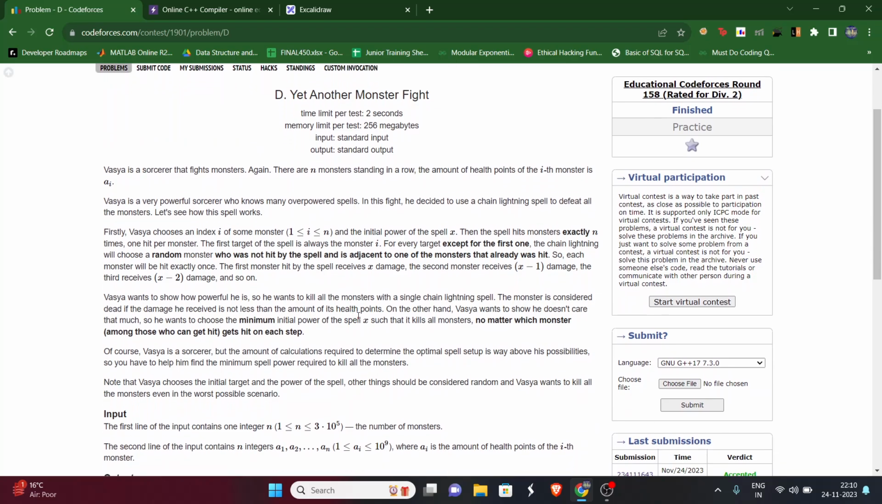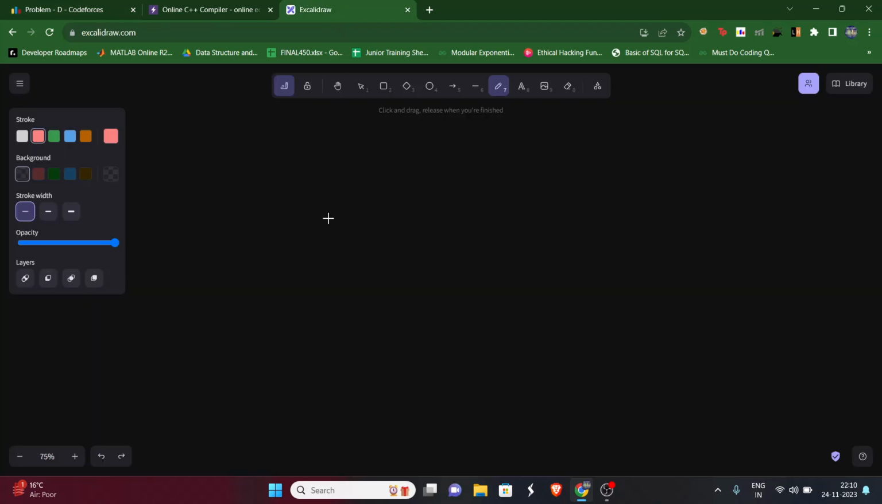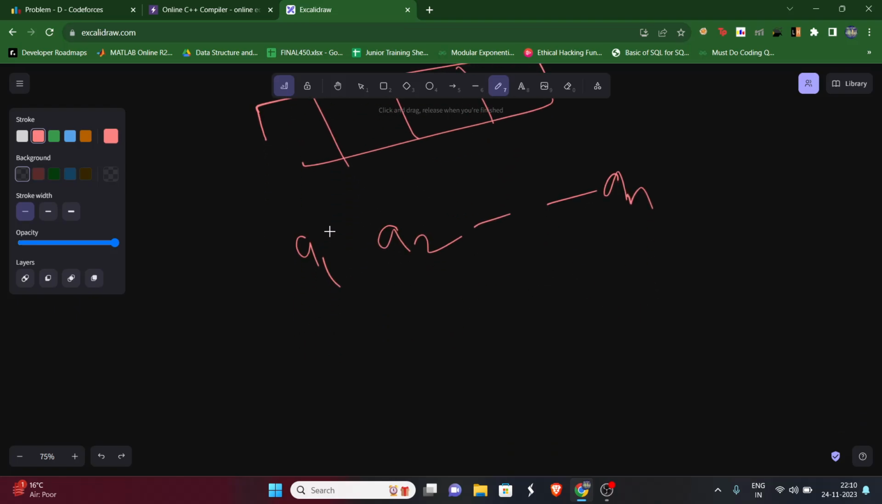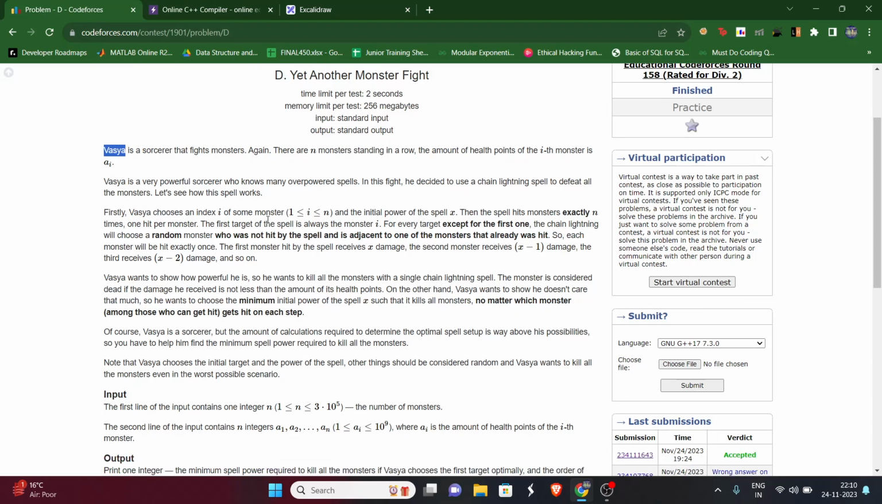Cool. So the question says there is a character Vasya and he is fighting monsters. Monsters are standing in a straight line, so we can represent them as an array, or better to write something like this: a1, a2, till an. Now what can Vasya do? Let's read about that.